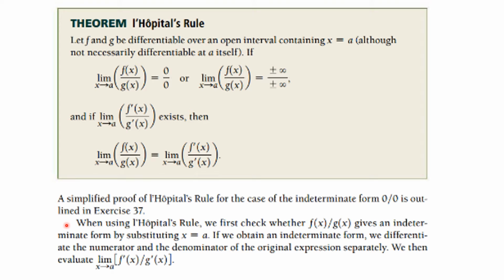So anyway, here are some guidelines. When using L'Hopital's rule, we first check, and in fact this is how we decide to use L'Hopital's rule, whether f of x over g of x gives an indeterminate form by substituting x equal to a. You remember that just plugging it in was the first thing we always tried. If we obtain an indeterminate form, we then differentiate the numerator and the denominator of the original expression separately. Again, it's not the derivative of the quotient. Then we evaluate the limit of the ratio of the derivatives, and that, by L'Hopital's rule, is the same as the original limit.